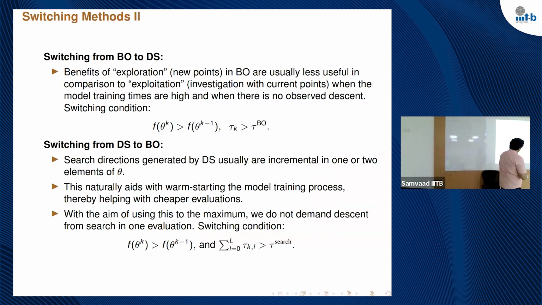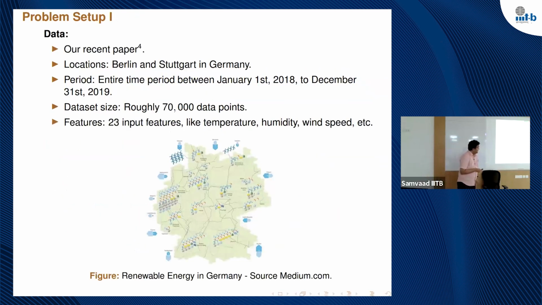So when do we switch back? When direct search doesn't give you descent, and when a lot of these search steps have been consumed. That is what we do in this case. And we have some convergence theory for this as well. I'll talk about it towards the end. Anyway, this is a paper which demonstrates some deployment of this algorithm on some real data.